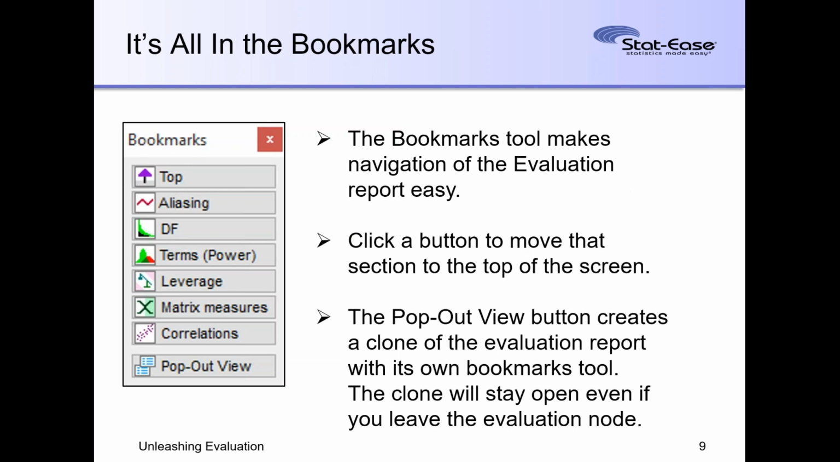There's a Bookmarks tool that shows up on many of our reports, and the one for the evaluation is particularly useful. It lets you find where to go next. When you click a button on this Bookmarks tool, it'll move that section to the top of the screen. The Popout View down at the bottom here creates a clone of the evaluation report with its own Bookmarks tool, and it will stay open even if you leave the evaluation node. It lets you look at the evaluation and the design simultaneously, or evaluation and analysis simultaneously.